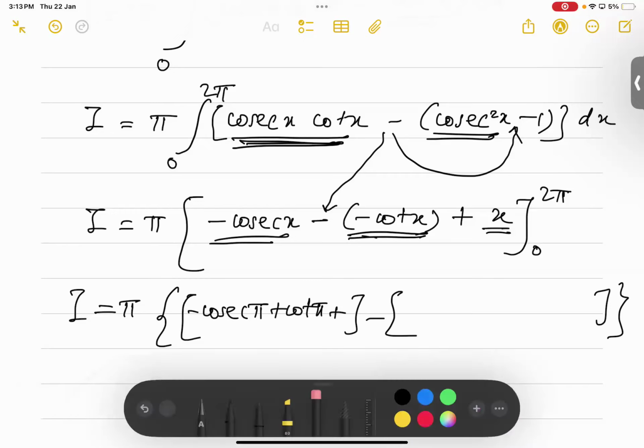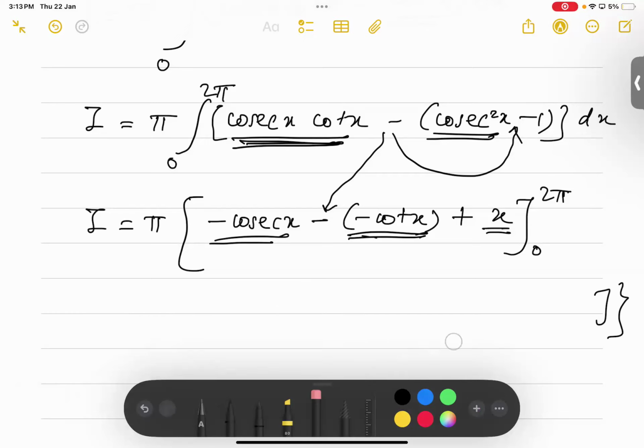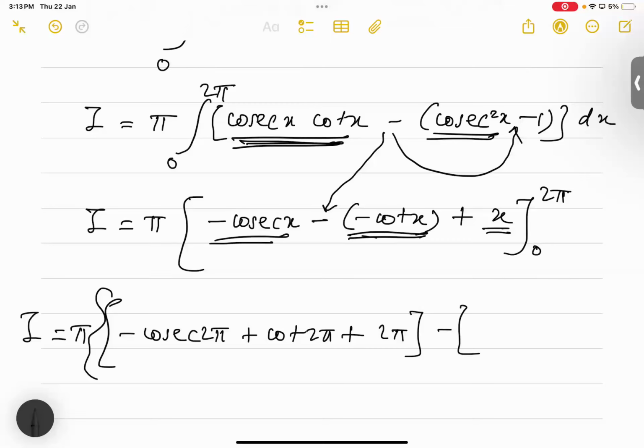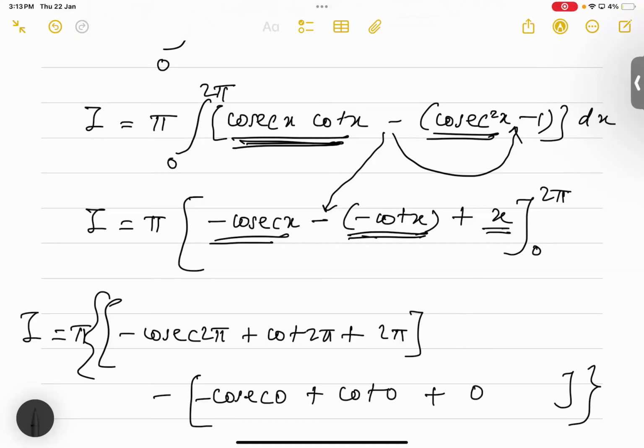So you have to put 2 pi. Minus cosec 2 pi plus cot 2 pi plus 2 pi, minus the other box. What is the other box? Put 0: minus cosec 0 plus cot 0 plus 0. Hey guys, what is cot 0?